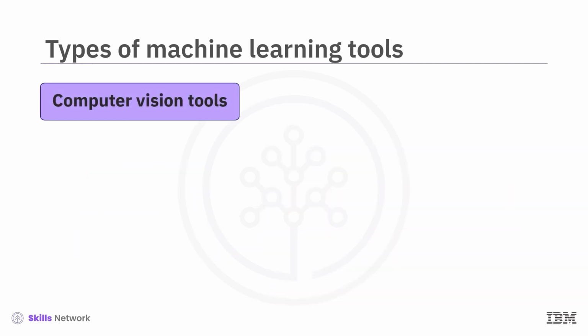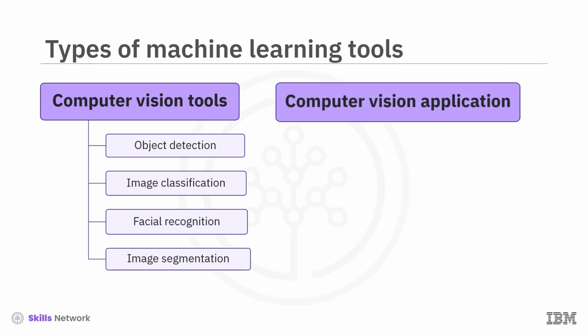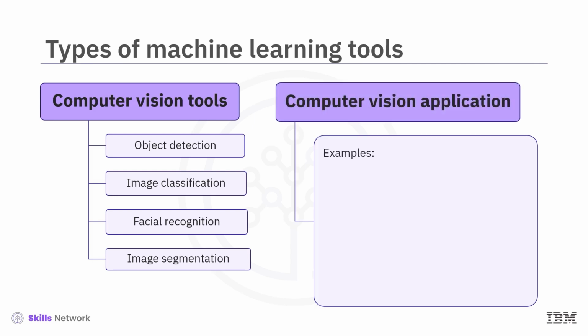Computer vision tools are used for tasks such as object detection, image classification, facial recognition, and image segmentation. All the deep learning tools can be tailored to computer vision applications. Let's look at some examples.